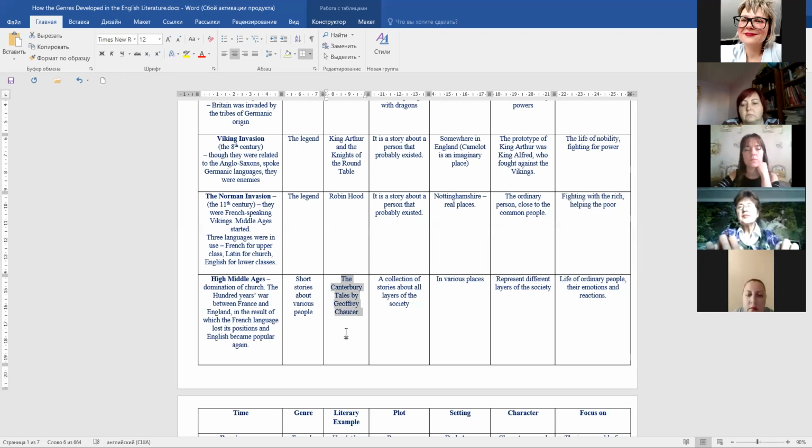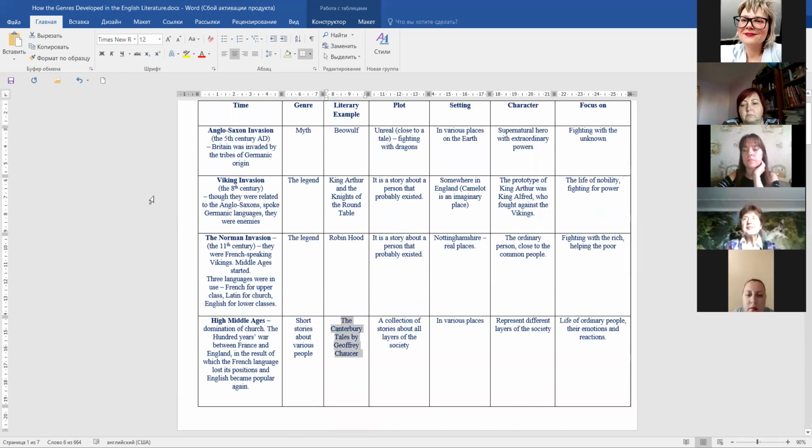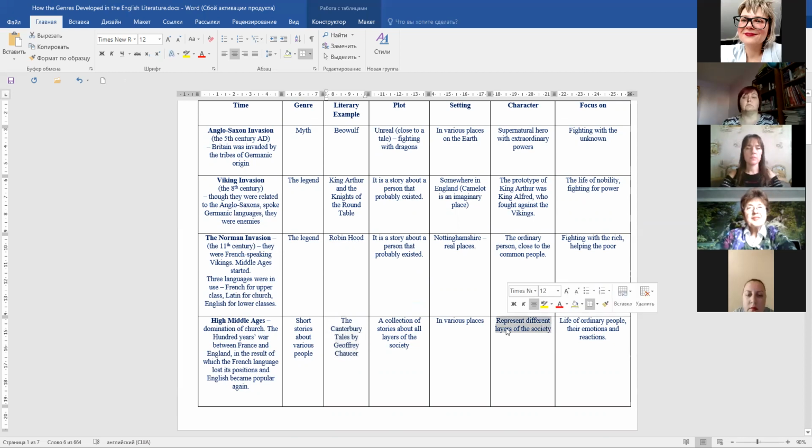Geoffrey Chaucer writes Canterbury Tales. They are in English, not very understandable for us, but still understandable. And if we look at the stories and compare them to the already existing examples, we'll see that it's not just the rich and the poor. There are different layers of society. And it's not only fighting. It's not only who is the hero and who is the villain.